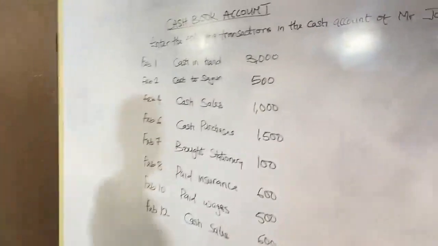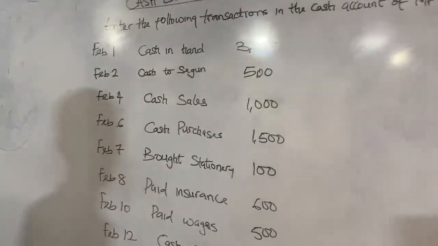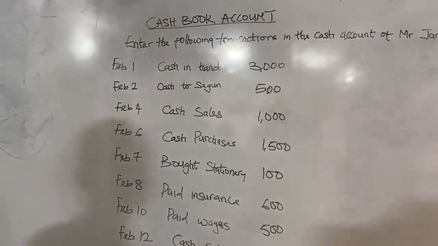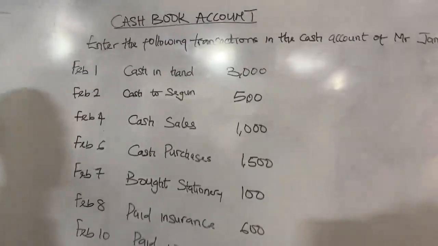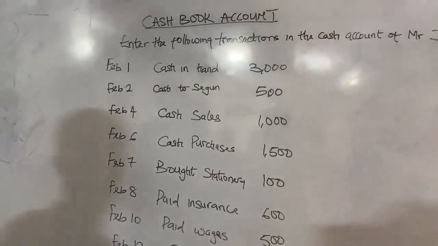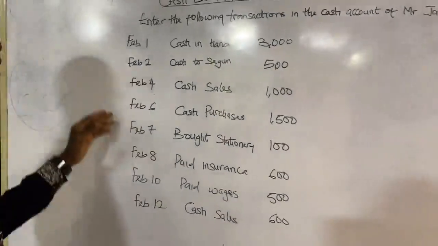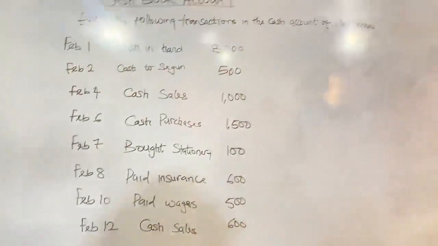Cashbook account, just the continuation of what we are doing. So we want to create an account for Cashbook. The question says: enter the following transaction in the cash account of Mr. James. So Mr. James has given you all the transactions he has made throughout the month of February. He's telling you to enter a Cashbook account.